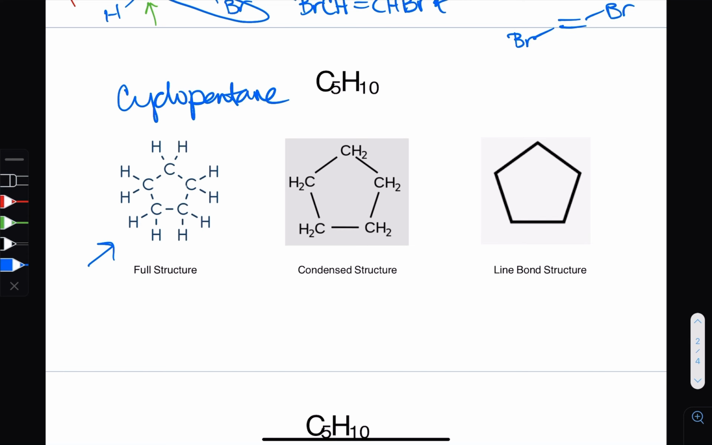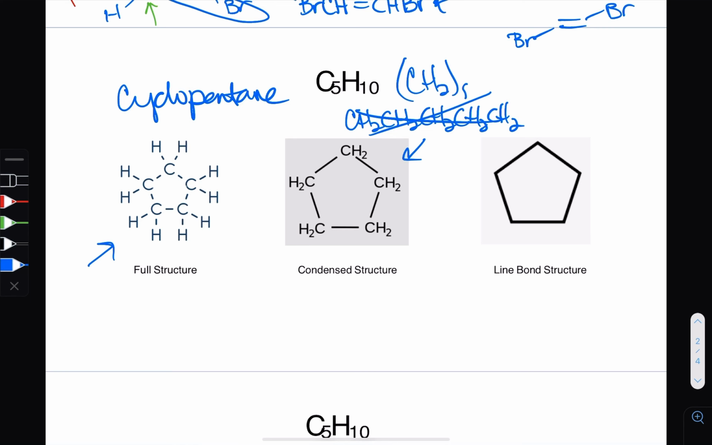So for this one, you do have to draw the ring. You don't want to do something like this, because that's saying that you have a straight chain or you don't have a ring. You need to connect them to show that you have a ring structure. So this is not going to be correct. You also don't want to do this, because how are they connected? Okay, you have to show it.